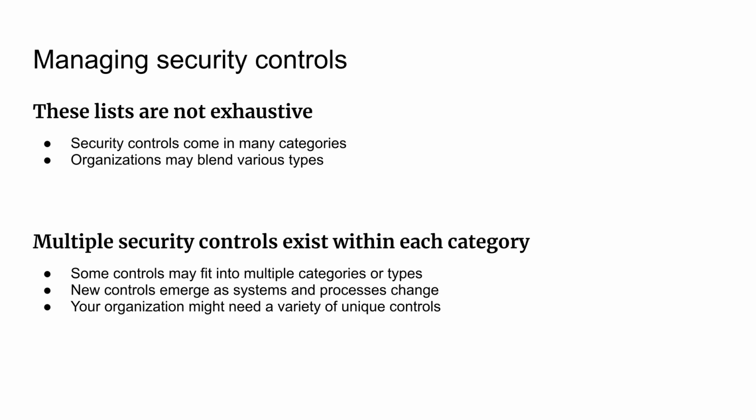As technology evolves and security practices adapt, new types of controls will inevitably emerge, requiring us to update our strategies accordingly. Furthermore, each organization is unique, and security controls that work best for one might not be as effective for another. It's crucial to tailor your security measures to fit the specific requirements and challenges of your environment, ensuring comprehensive protection.